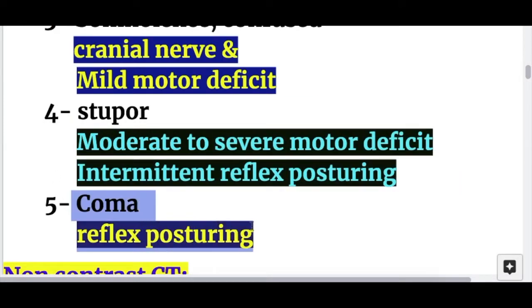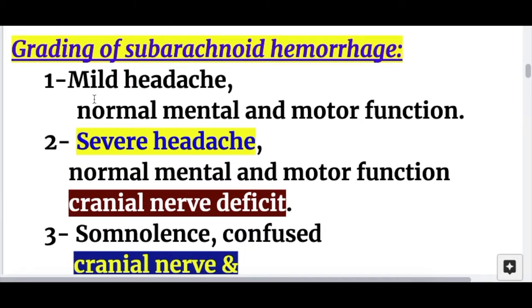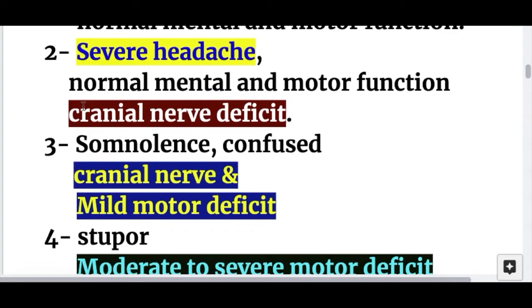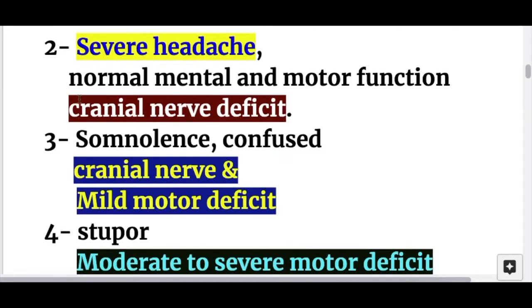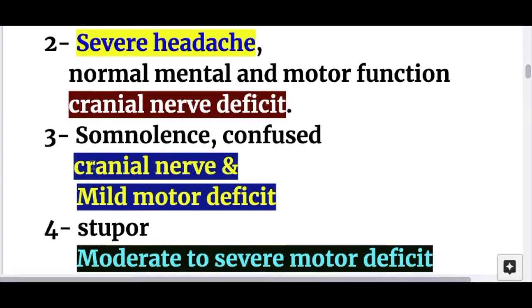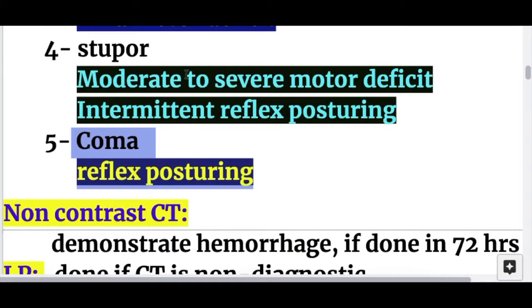So I repeat the grading: grade 1, mild headache; grade 2, severe headache with cranial nerve deficits; grade 3, somnolence, confusion, cranial nerve deficits plus mild motor deficit; grade 4, moderate to severe motor deficits and intermittent reflex posturing; and in grade 5, there is coma and reflex posturing.